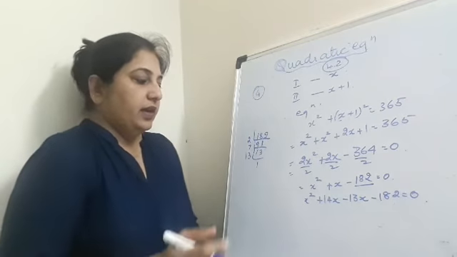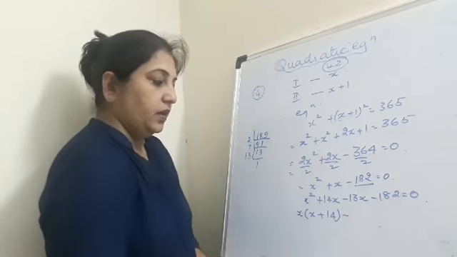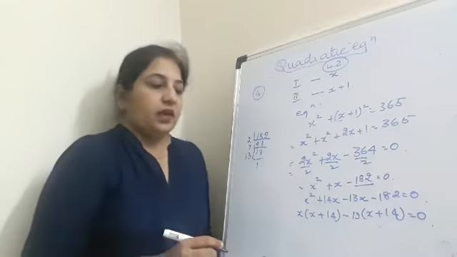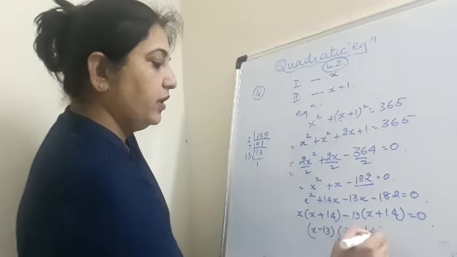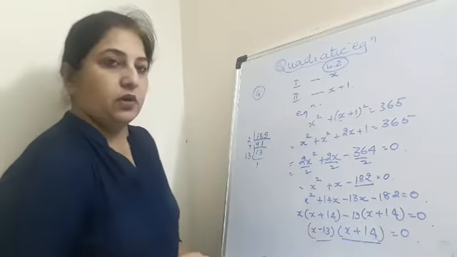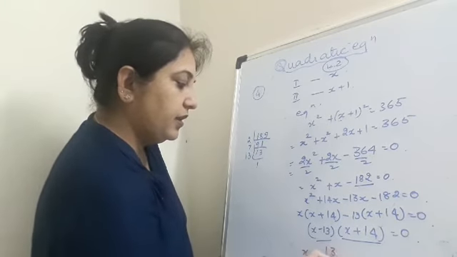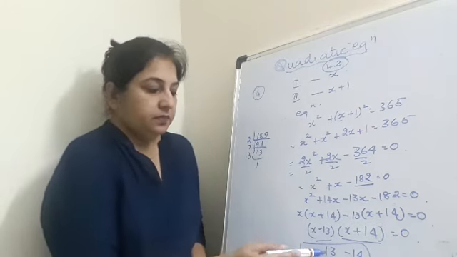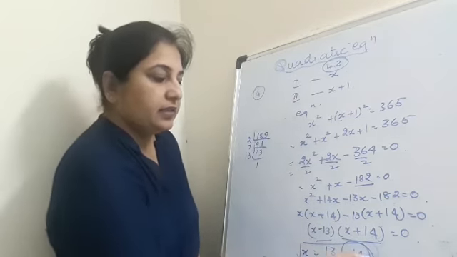Now as you can see over here, x is common, x plus 14, minus 13 common, x plus 14 equals 0. Right? So as we have got two factors here, one is x minus 13 and one is x plus 14, which is equal to 0. So we will assume either this is equal to 0 or this is equal to 0. So for the values of x, I will get one value as 13 and one value as minus 14.